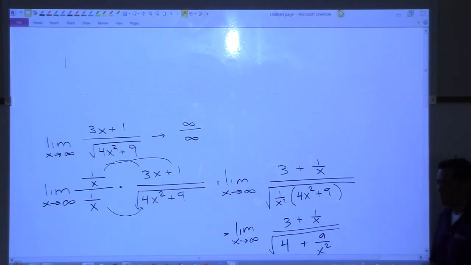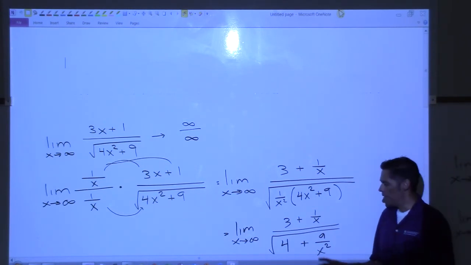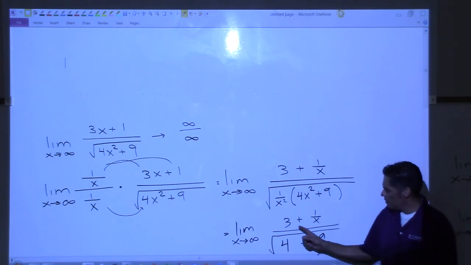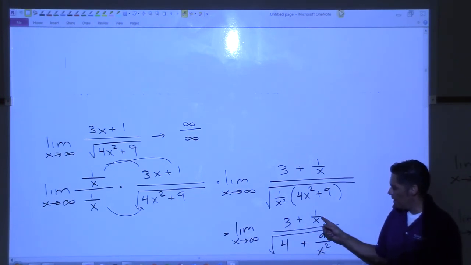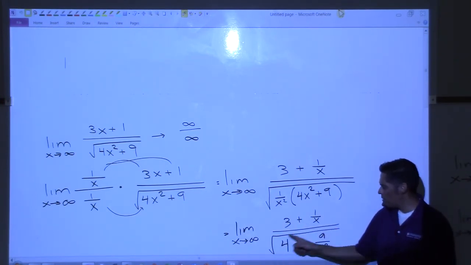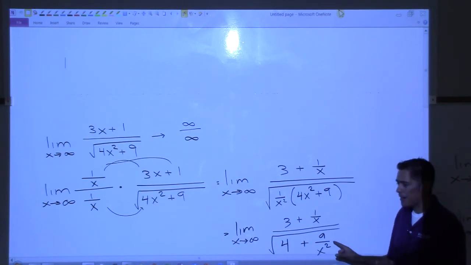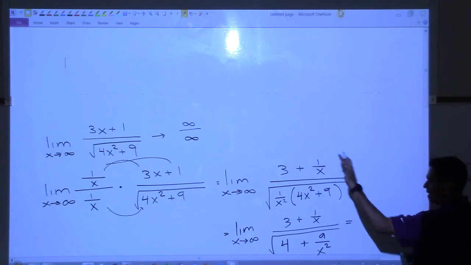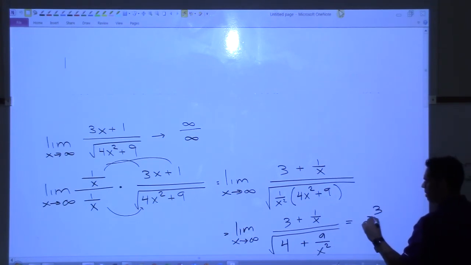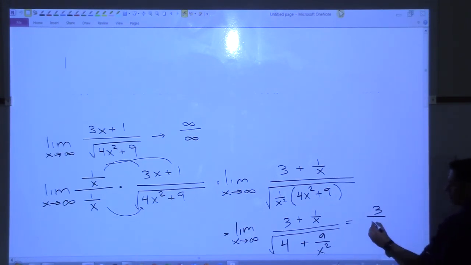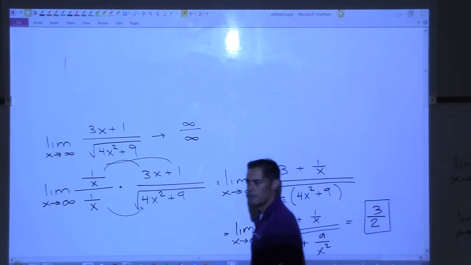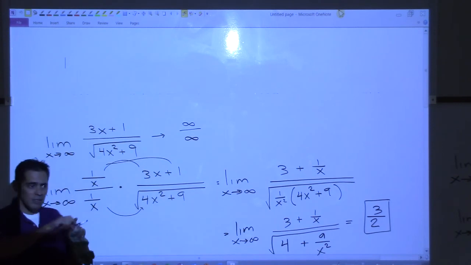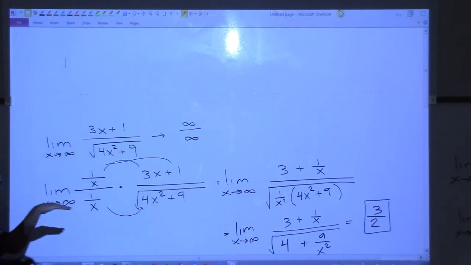Because now if we let x go to infinity, things start going away, right? This stays, plus that goes to 0. Square root of 4 stays, plus that goes to 0. So when I apply the limit, I let x head out to infinity, I should get 3 over what? Square root of 4, which is just 2, 3 halves. This thing's headed to 3 halves. As you head out to the right, this thing is going to horizontal asymptote down to 3 halves.